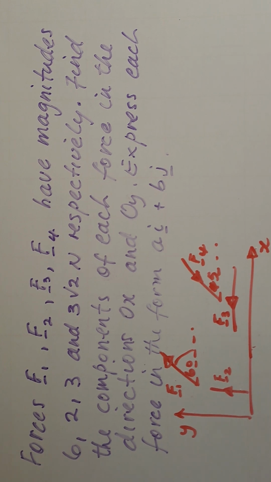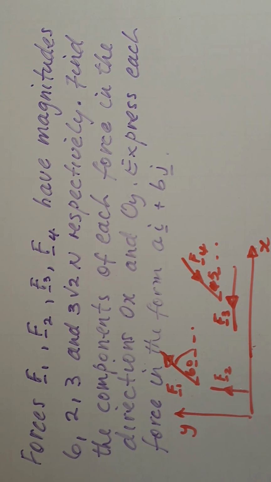Hi there. Forces F1, F2, F3, and F4 have magnitudes 6, 2, 3, and 3 root 2 newtons respectively. Find the components of each force in the directions OX and OY, and express each force in the form A times the i vector added to B times the j vector.